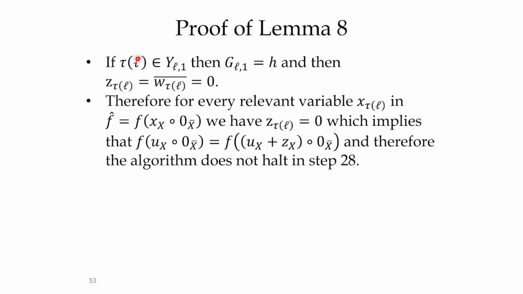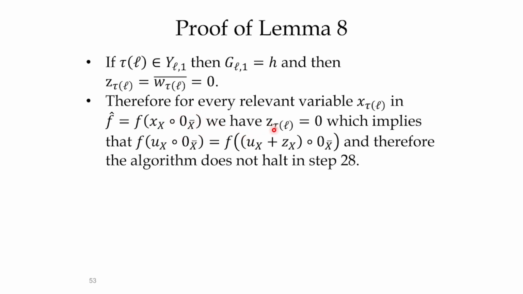Okay, if tau of L is in capital Y L1, then capital G L1 equals H, and then Z tau of L equals W tau of L bar, which is equal to 0. And therefore, for every relevant variable X tau L in F hat equals f of X subscript capital X concatenation 0 subscript capital X bar.